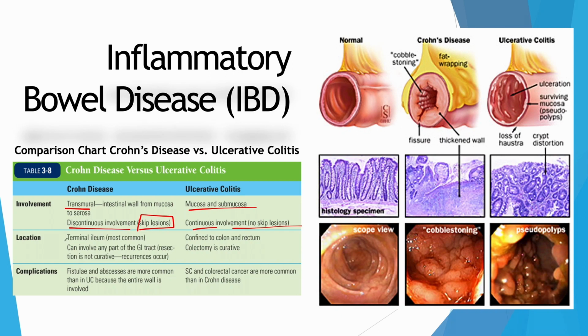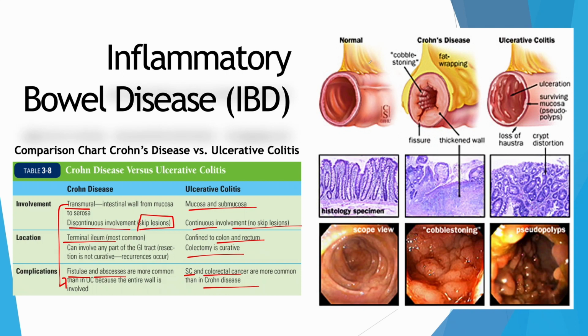The location, terminal ileum, is most common, and it can involve any part of the GI tract. Ulcerative colitis is confined to the colon and rectum, and colectomy is curative. Complications, remember, because this is a transmural process in Crohn's, you get fistulations and abscesses, because the entire wall is involved. In ulcerative colitis, you tend to get sclerosing cholangitis, and colorectal cancer is more common than in Crohn's disease.